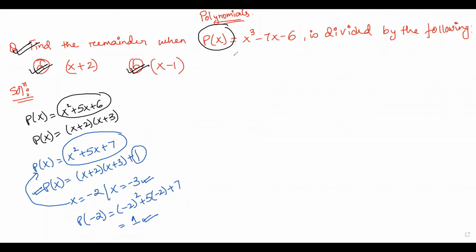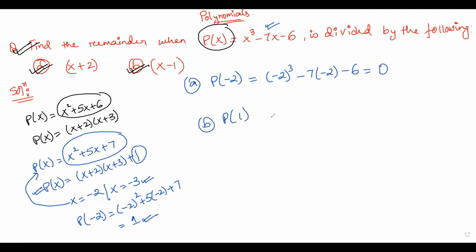Now we can apply the same logic to this polynomial. So we need to find the remainder when this polynomial is divided by x + 2 and x - 1. So to find the remainder, what we can simply do is we can put p(-2) for the first one and p(1) for the second one. So p(-2) would be simply (-2)^3 - 7 times (-2) - 6. And when you simplify this out, this would be simply 0. In a similar way, p(1) would be simply 1^3 - 7 - 6. So this would be -12.